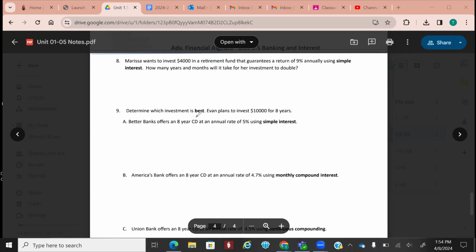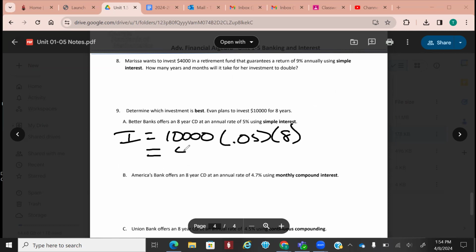Okay, now on the next one, it says determine which investment is better. Evan plans to invest 10,000 for 8 years. So Better Banks offers an 8-year CD at an annual rate of 5% using simple interest. So we've got interest equals 10,000 times 0.05 times 8, and that's equal to 4,000. So he's going to have 10,000 plus 4,000, and that's going to give us 14,000.